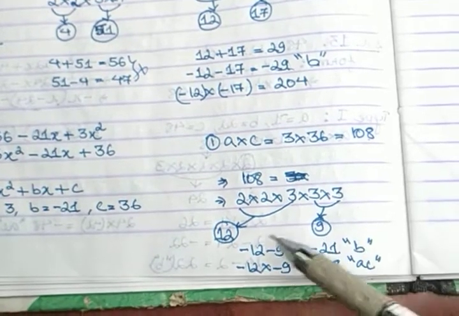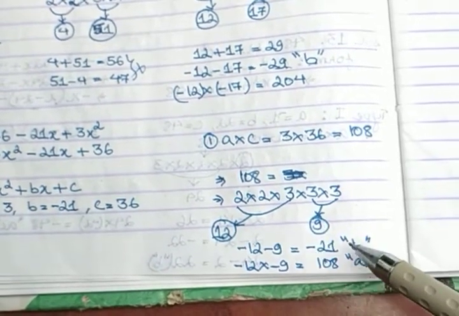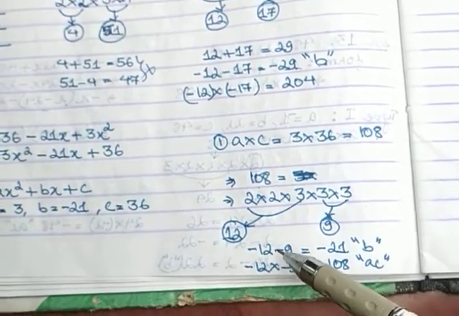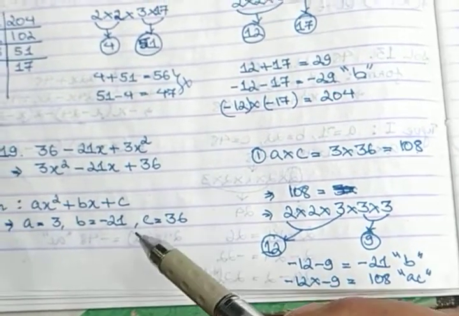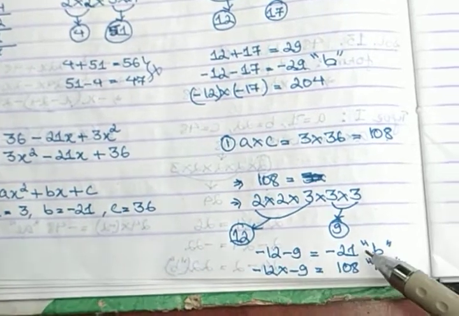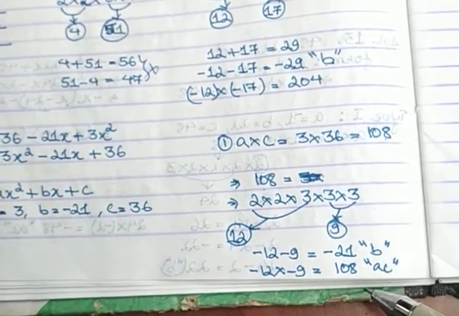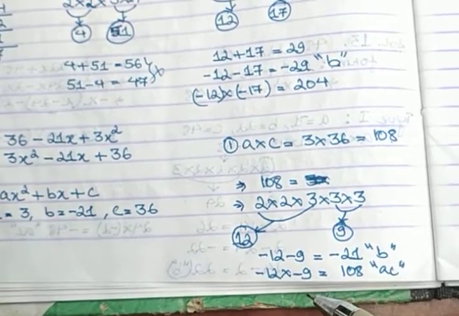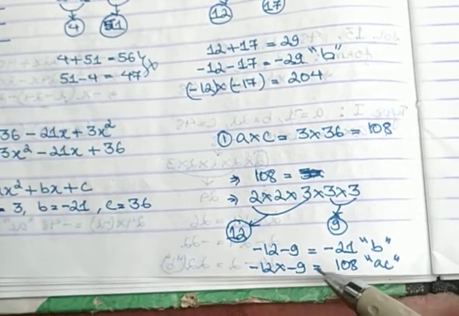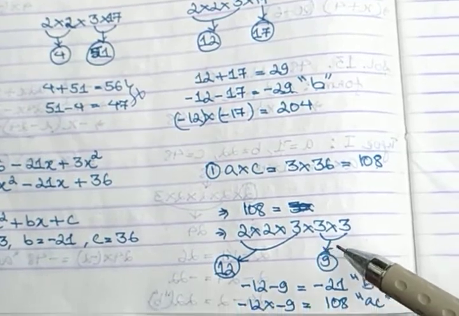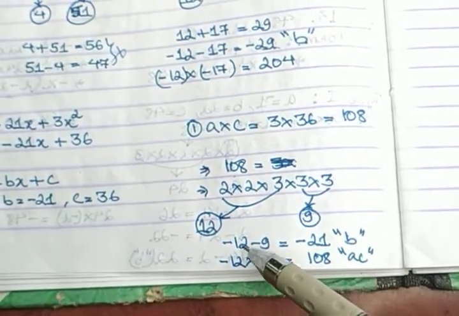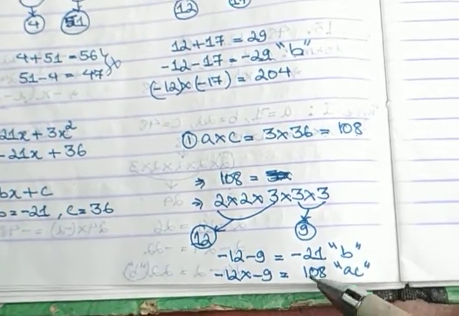So what do I know? Because 12 and 9, when you add them, you'll get 21. And if you take the two signs negative, you'll get minus 21. See, minus 12, minus 9, minus 21. Sign of B matched. When you multiply them, minus 12 and minus 9, you get plus 108. The value of AC also matched with the sign. So what I get to know, the factors here are minus 12 and minus 9.